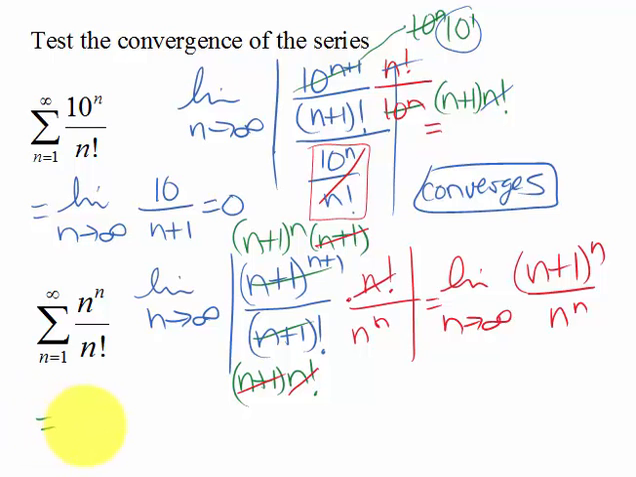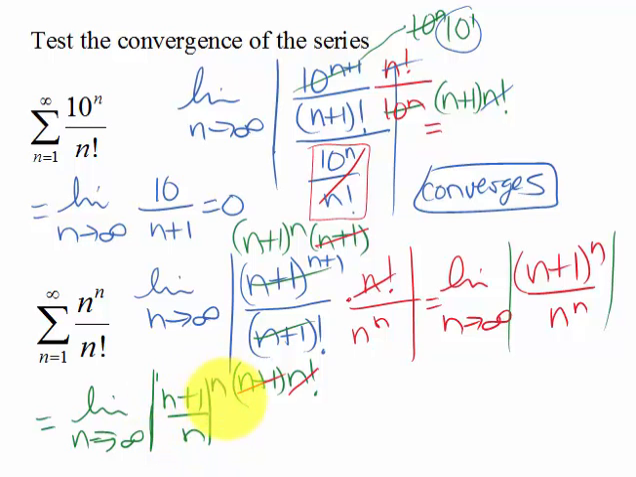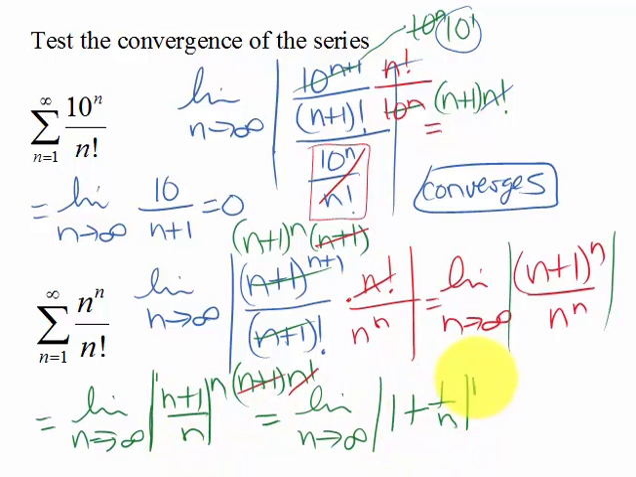Now I'm going to rewrite that. Because everything's to the nth power, I'm going to just put the nth power once. So this is the limit as n goes to infinity of n plus 1 over n, all to the nth. Now I'm just going to express this a little bit differently. We have the limit as n goes to infinity of the absolute value. I'm going to put the n under each term, so this would be 1 plus 1 over n, to the nth.